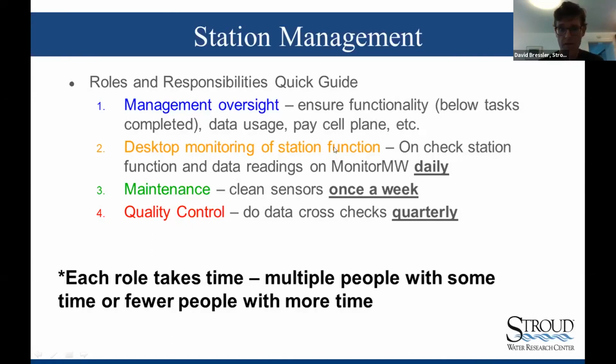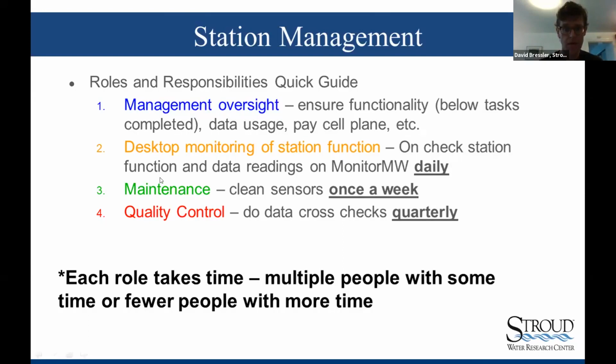Desktop monitoring, that's just checking Monitor My Watershed on a daily basis, is the recommended. Certainly you don't have to do it every day, but it's recommended that you really regularly keep track of the station, because if it goes wrong and you haven't checked it in several weeks, you may have lost weeks of data or even months of data.